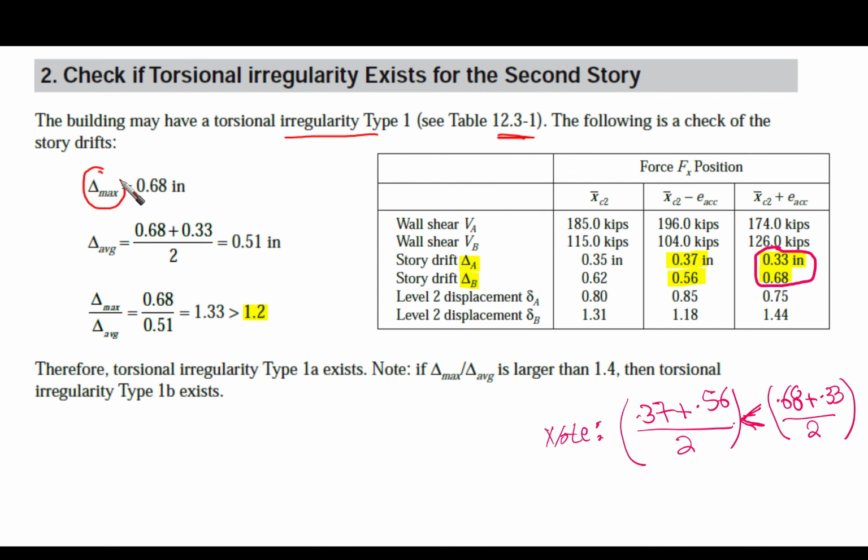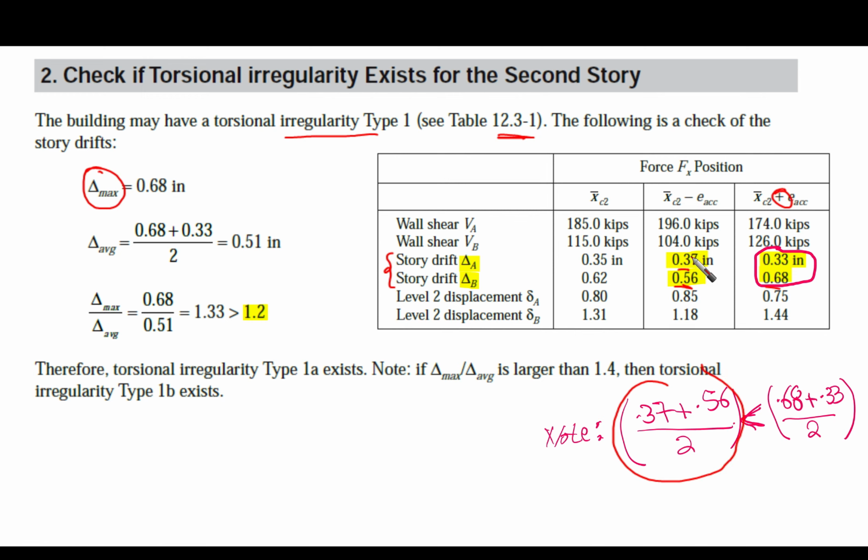What is the delta maximum? We will go to the table and check the maximum delta for all cases. For minus eccentricity, it was 0.37 and 0.56. However, for plus eccentricity, it was 0.33 and 0.68. Which one should we take? Actually, we need to check both because we should take the maximum one.